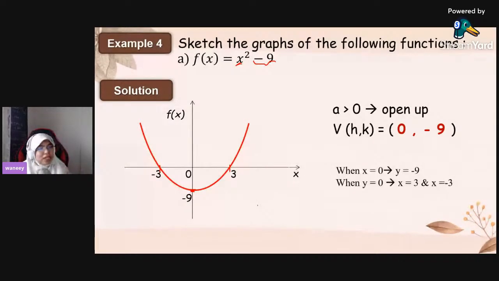Okay, so kita guna EQN je. Kita nak tahu nilai dia berapa. Okay, so those are for quadratic.